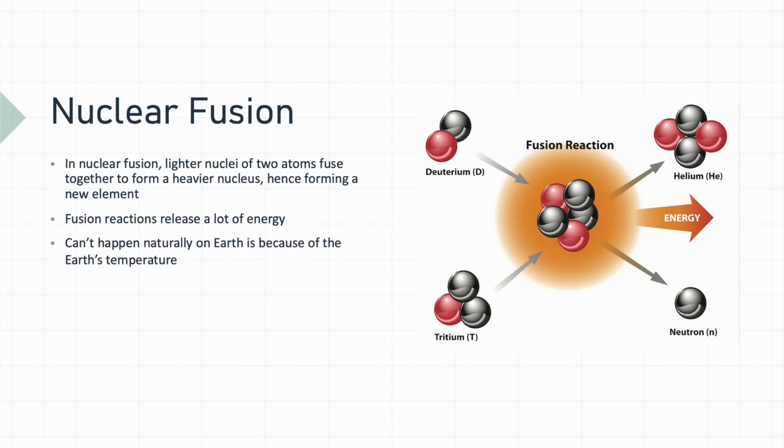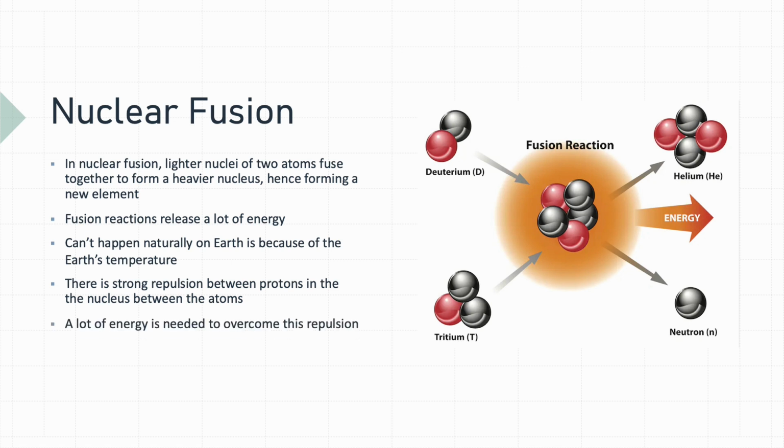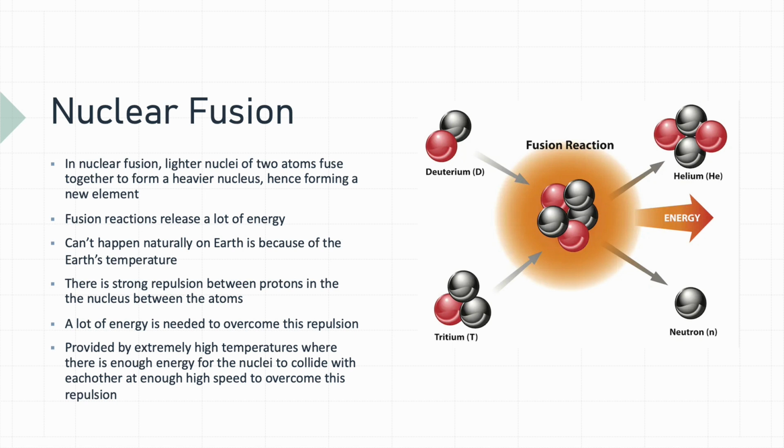And the reason why I say this can't happen naturally on Earth is because of the Earth's temperature. There is a strong repulsion between the protons in the nucleus between atoms, and a lot of energy is needed to overcome this repulsion. And this can be provided by extremely high temperatures, such as in the sun and in stars, where there is enough energy for the nuclei to collide with each other at a high enough speed to overcome this repulsion.